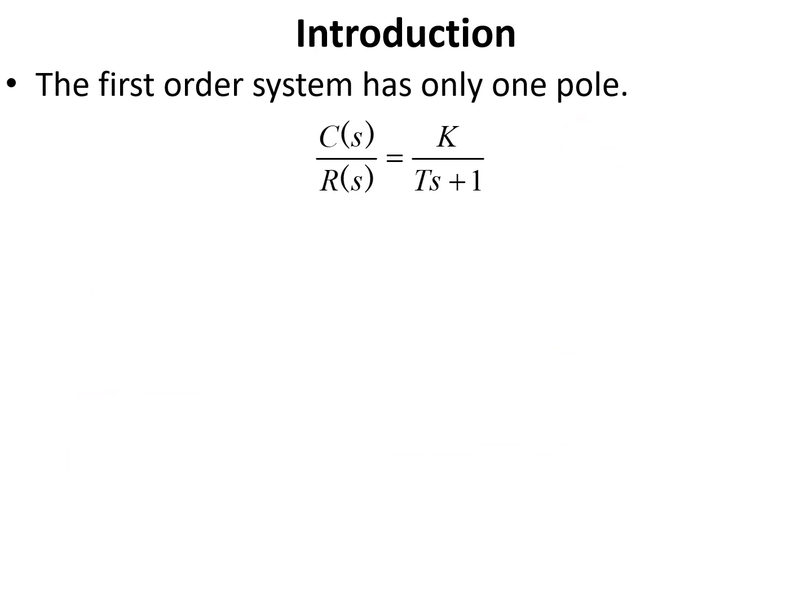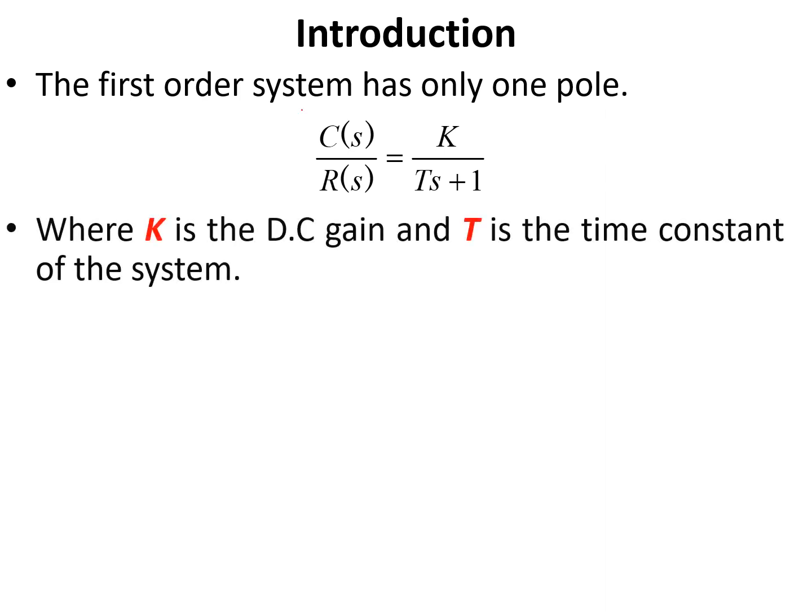Now let's take an example of a first order system and we'll try to analyze the response for this system. This is the transfer function that we have for a first order system with only one pole. C of s by R of s is taken as K divided by Ts plus 1, where K is the DC gain and T is the time constant of the system.